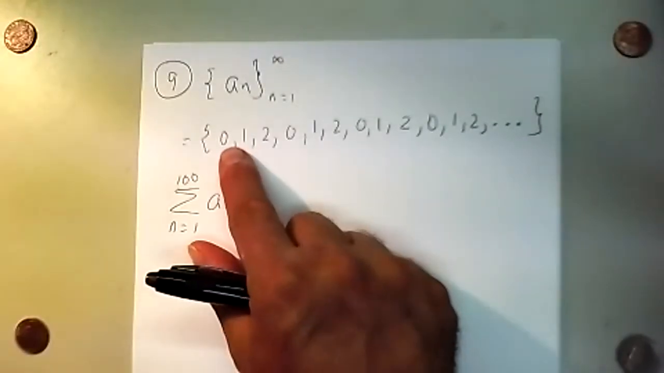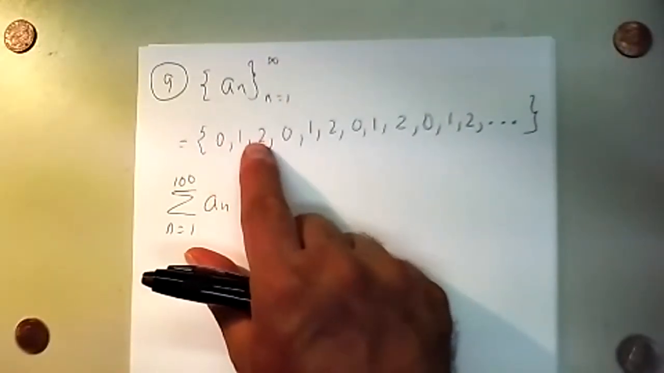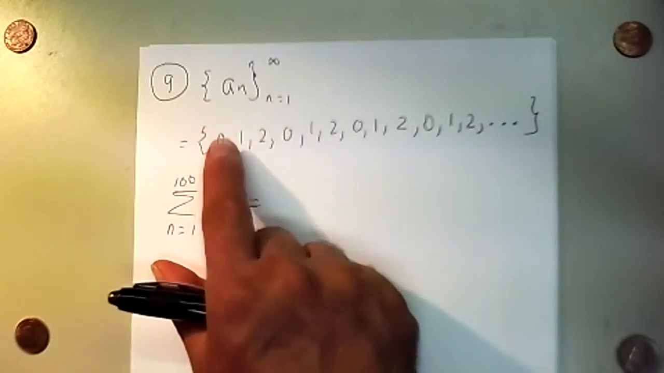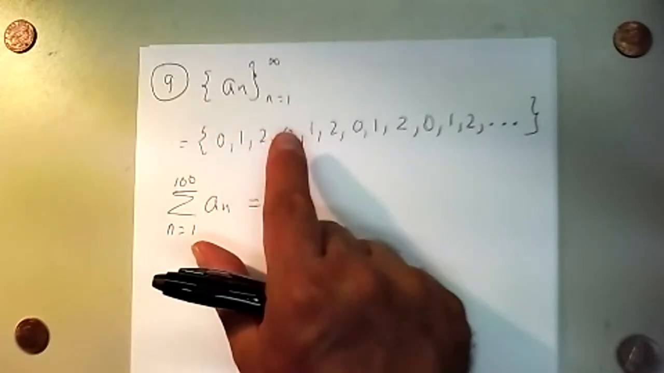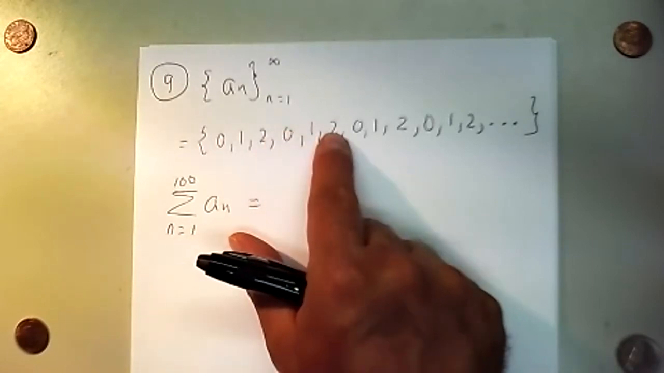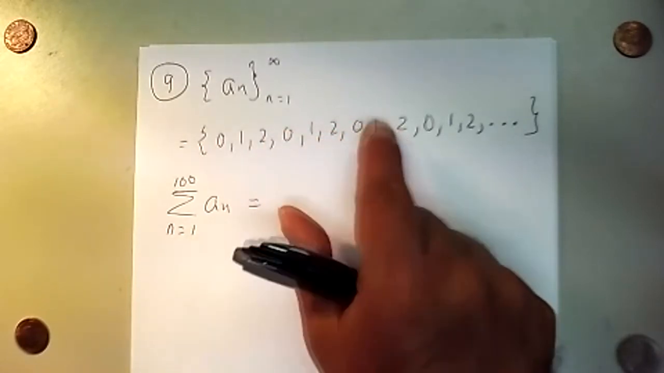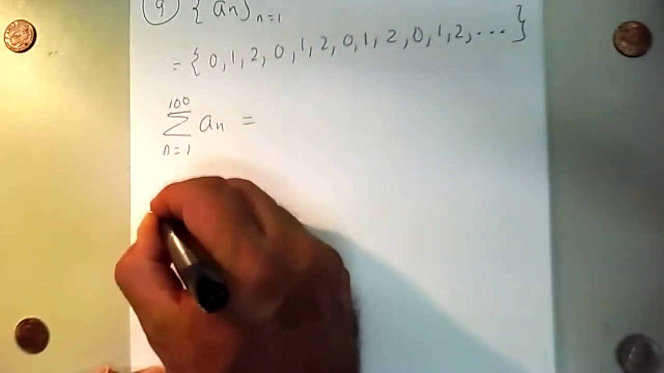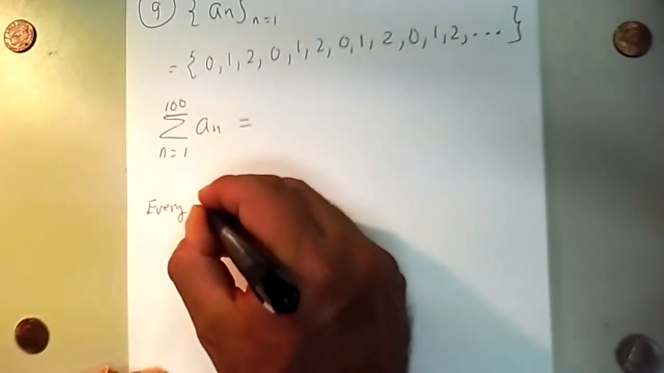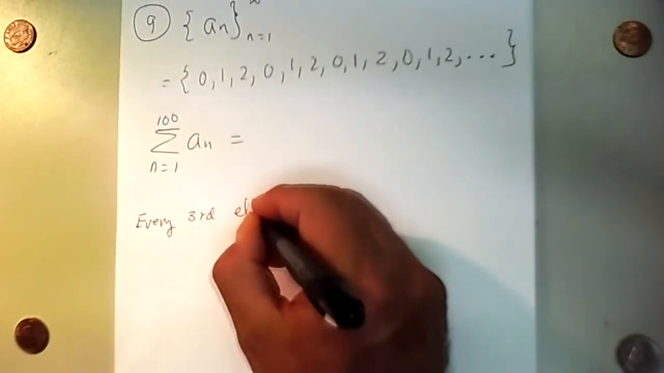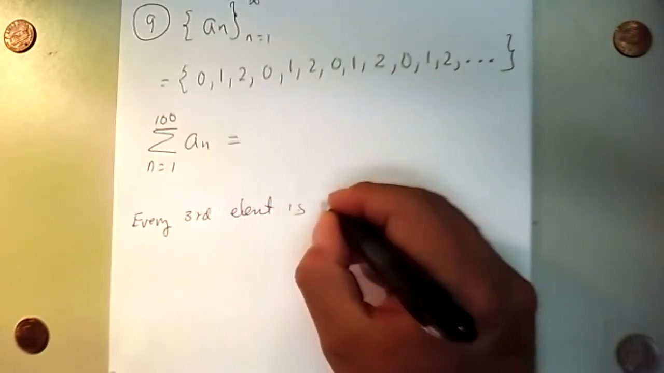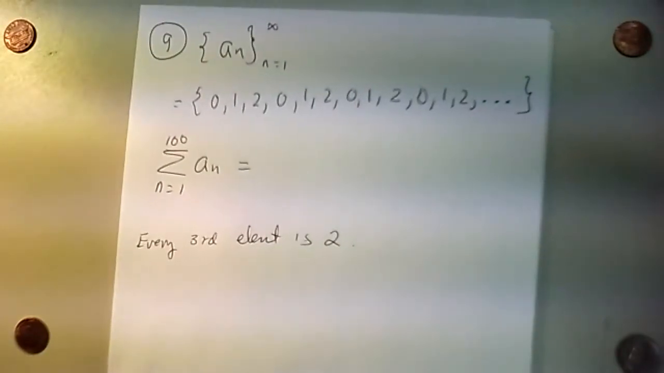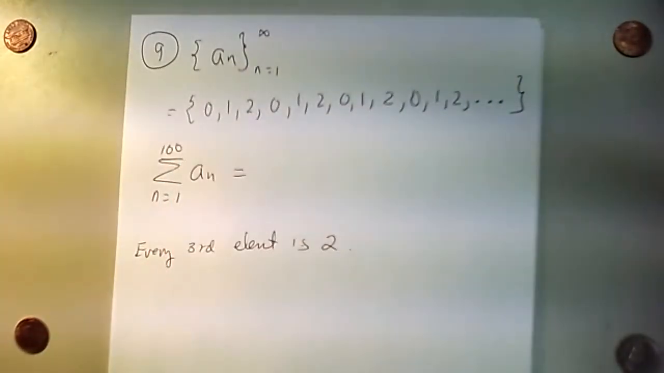So this is one way to go about it. Every third element is 2. 1, 2, 3, 4, 5, 6, 7, 8, 9. So let's notice a few things about this. Every third element is 2. Okay, how many third elements are there from 1 to 100?